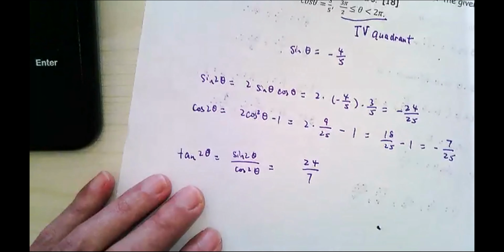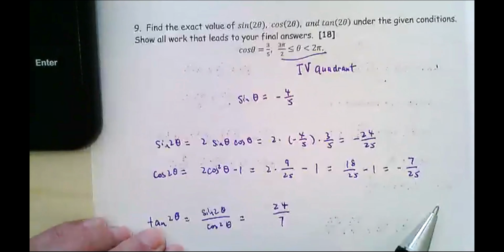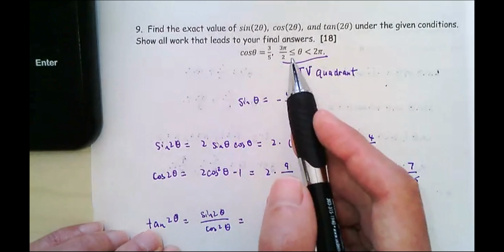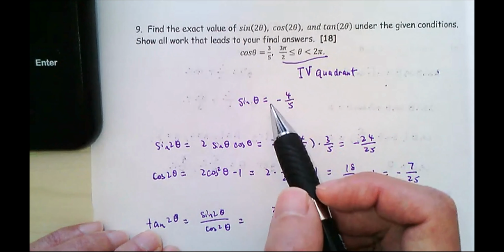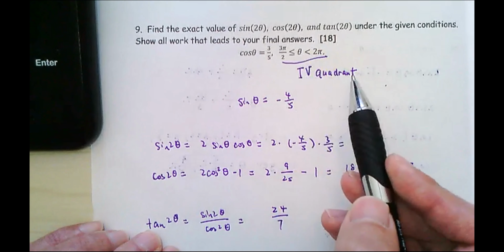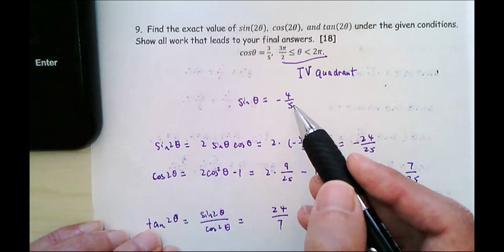Anyone need any help on question 9? Cosine theta is this. Again, very famous 3, 4, 5 triangle. So sine theta must be 4 over 5, plus or minus. Notice that you are in the fourth quadrant, which means sine is negative. So this is negative 4 over 5.